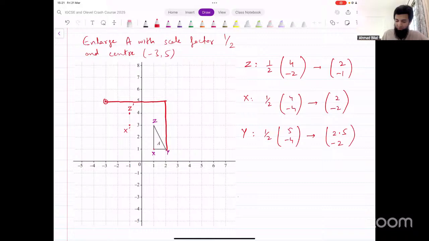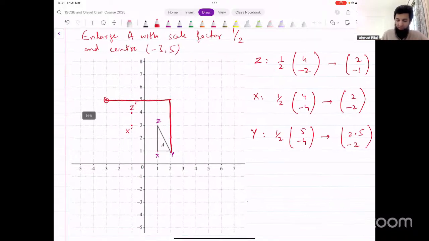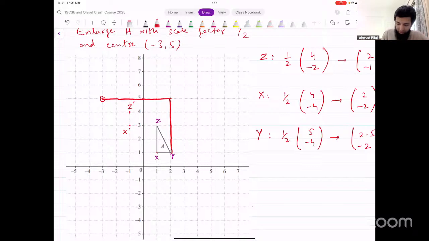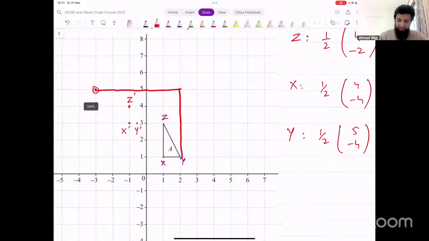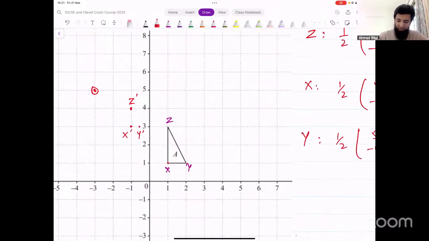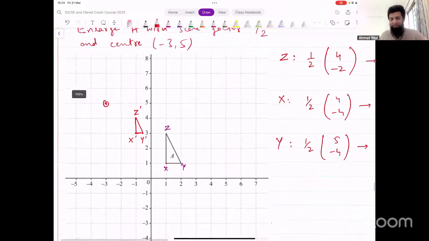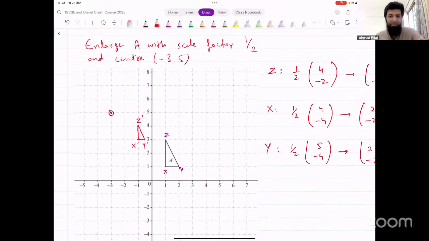So that gives you 2.5 to the right and 2 down. And that is going to be this point here. This is Y prime. So the enlarged triangle, it's still called an enlargement, right? That looks like this. But you see, the figure is actually smaller than before. So it's not actually getting enlarged, it's actually getting smaller. Why is it becoming smaller? Because the scale factor that we had was less than 1.